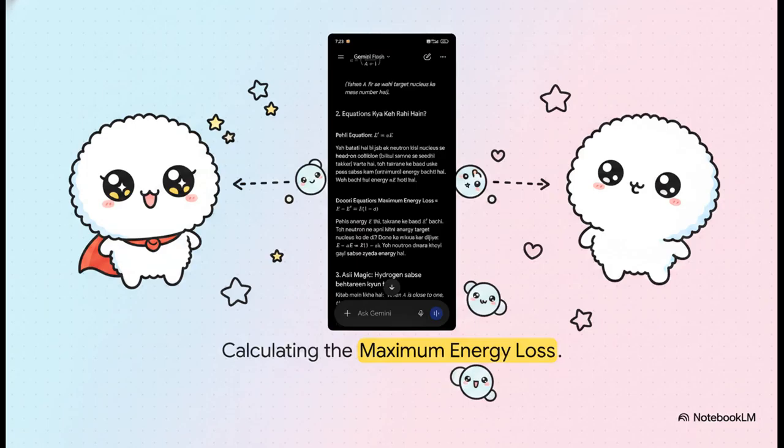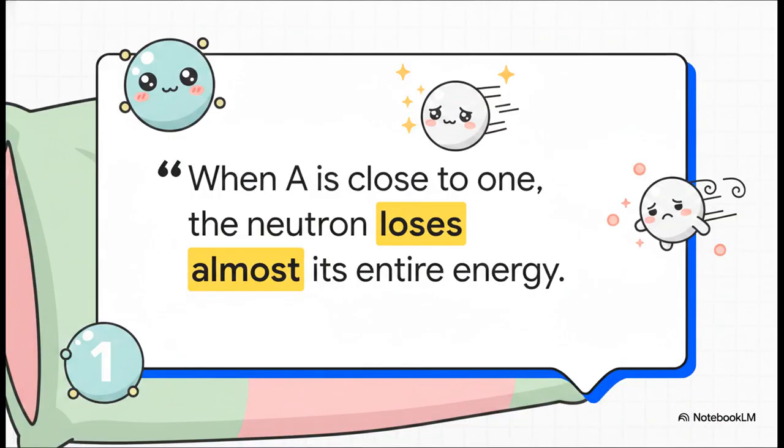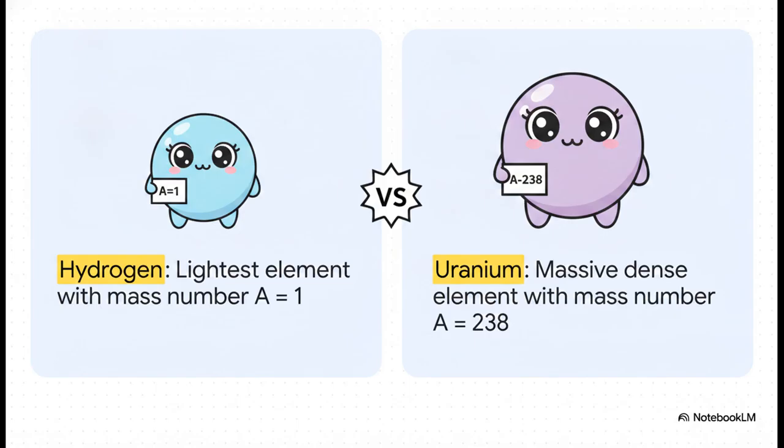And that brings us to this absolutely incredible, revealing statement from our source material. When A is close to 1, the neutron loses almost its entire energy. I really want you to think about that for a second. The secret to stopping our high-speed, invisible projectile isn't about building some massive, impenetrable fortress. It's actually about finding an obstacle whose mass, our A value, is as close to the number 1 as possible. To truly grasp how perfectly this works, let's pit two extreme opposites against each other. In the lightweight corner, we have hydrogen. Hydrogen is literally the lightest element in the universe.